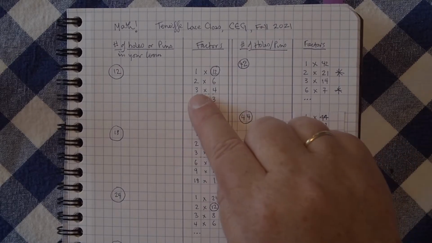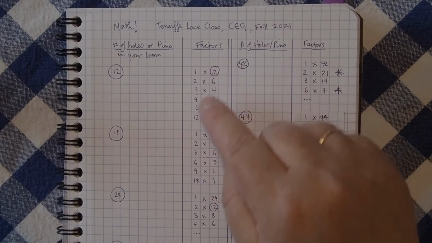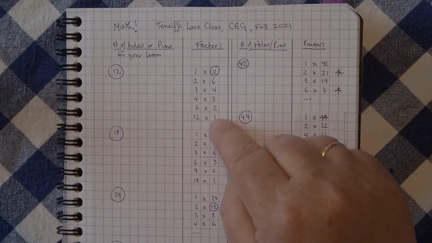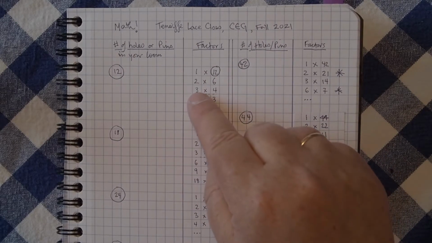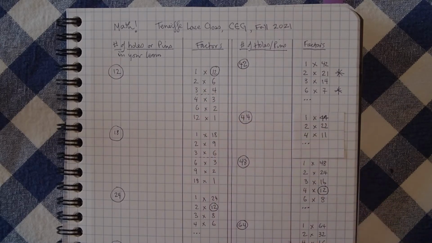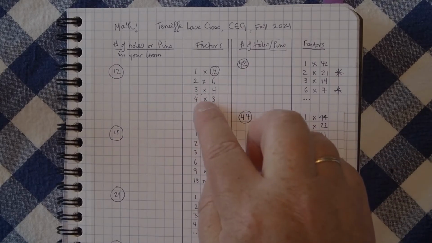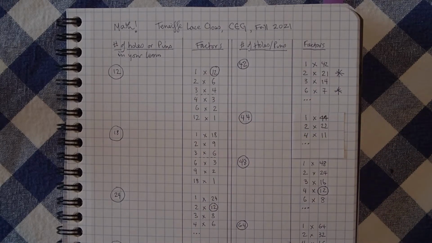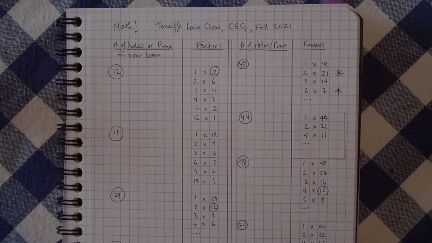So you see that halfway through here, these ones reverse. I had 1 times 12, and here I have 12 times 1. 2 times 6, and here I have 6 times 2. 3 times 4, and here I have 4 times 3. As I worked these out, I gradually stopped writing down these factors because they're just the reverse of the factors that I already had.